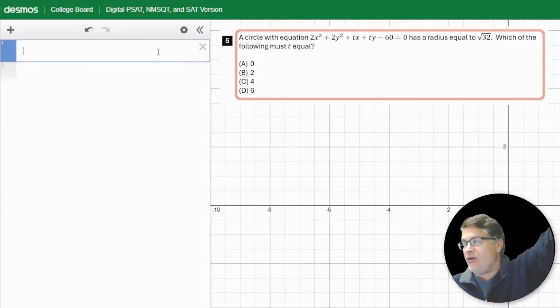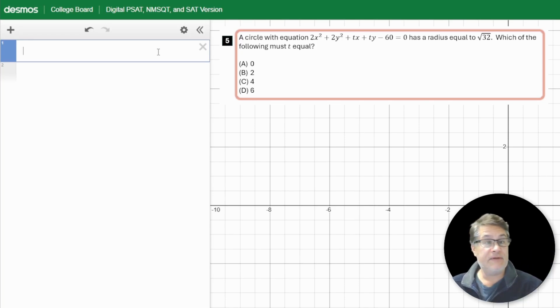All right, guys, here we go, the grand finale. This will be the hardest one, at least in my opinion, of the batch of 5 that I have for today. A circle with equation 2x squared plus 2y squared plus tx plus ty minus 60 equals 0 has a radius equal to the square root of 32. Which of the following must t equal?